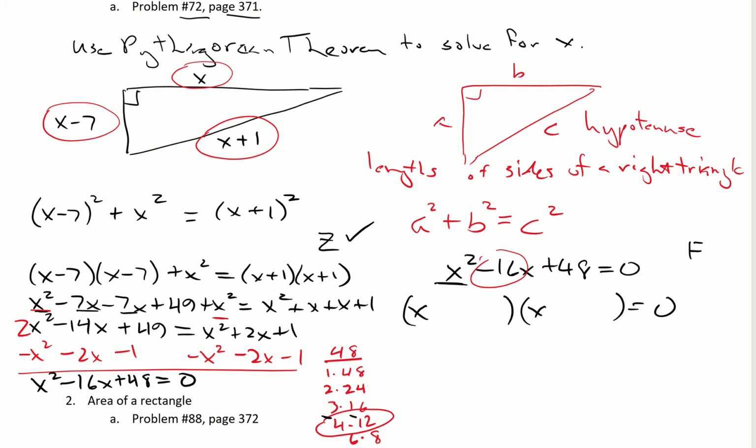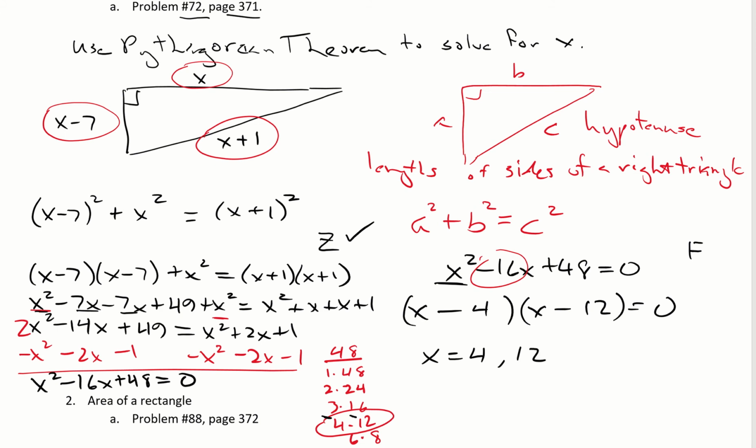So it is minus 4 and minus 12. So the answers are x is 12. Sorry, let's go in order, please. x is equal to 4 or 12.